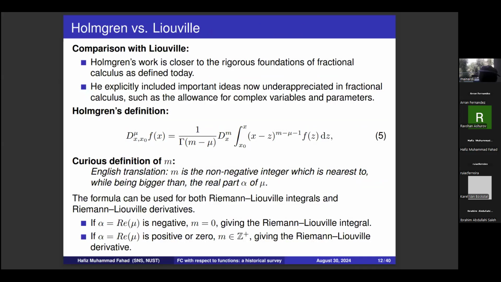So comparing Holmgren's work to Liouville's reveals significant advances in rigor. Holmgren's methods align more closely with the modern foundations of fractional calculus, incorporating, let's say, complex variables and parameters, which were less emphasized by Liouville. So Holmgren defined the fractional differintegral in a way that can cover both integrals and derivatives based on whether certain parameters are positive or negative. So his definitions allowed for a more flexible understanding of fractional operators.